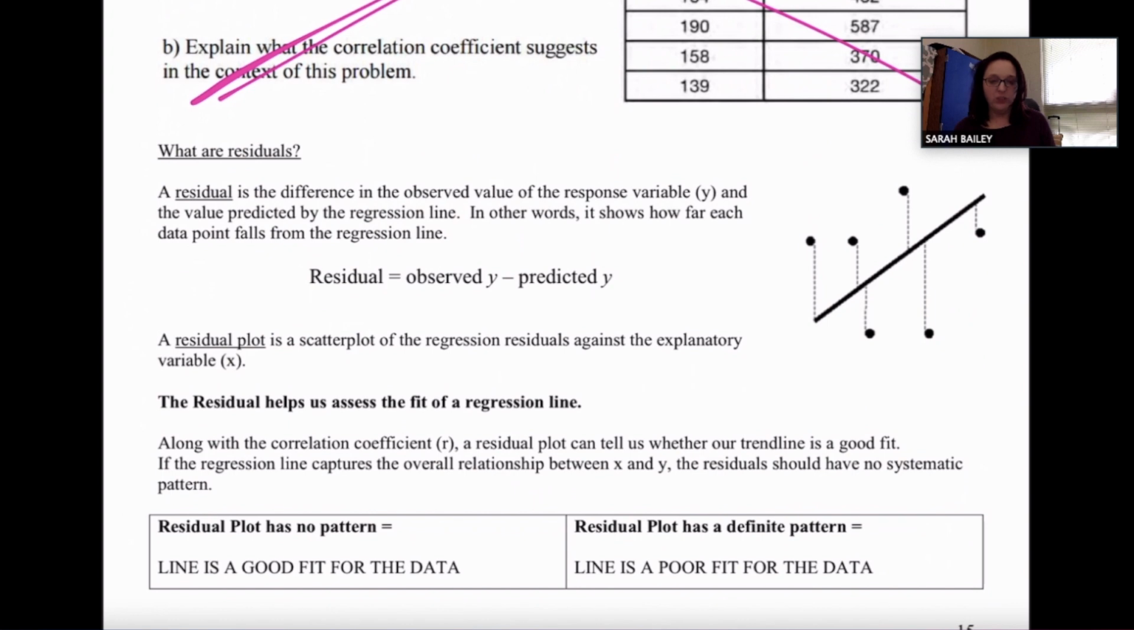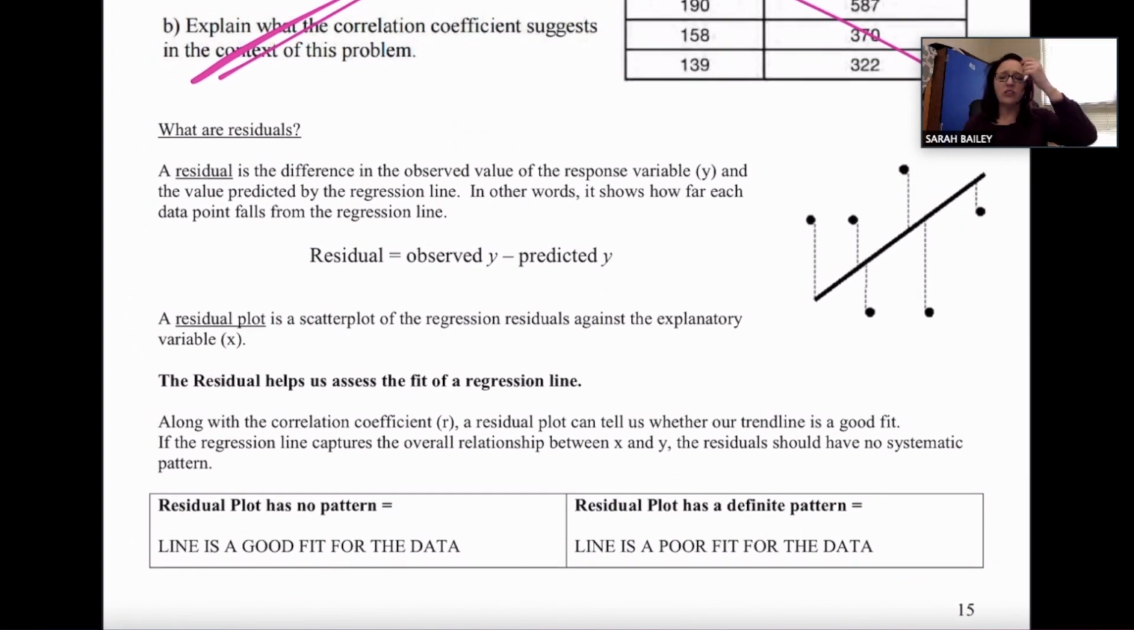Alright, so what is a residual? So it says that a residual is the difference in the observed value of the response variable y and the value predicted by the regression line. In other words, it shows how far each data point falls from the regression line. So basically, you don't deal with residuals unless you have found the equation for the line of best fit.